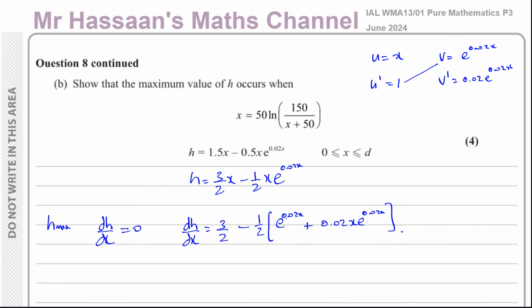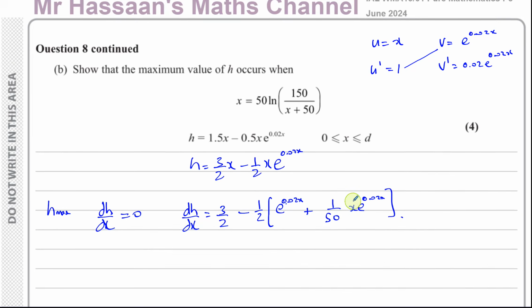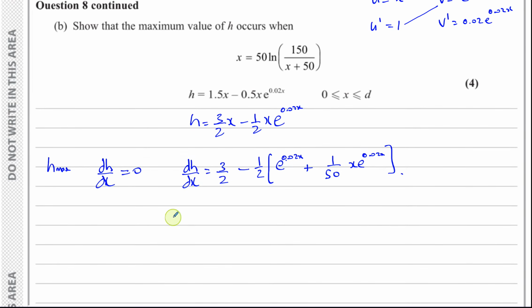Now remember, 0.02 is 2 over 100, which is 1 over 50. I'll write these as fractions because I think that will make life a bit easier. So that's 1 over 50, and that's dh dx, so I have to make this equal to 0. So I've got 3 over 2 minus a half times e to the power of 0.02x minus 1 over 100 times x times e to the power of 0.02x, and that's equal to 0.